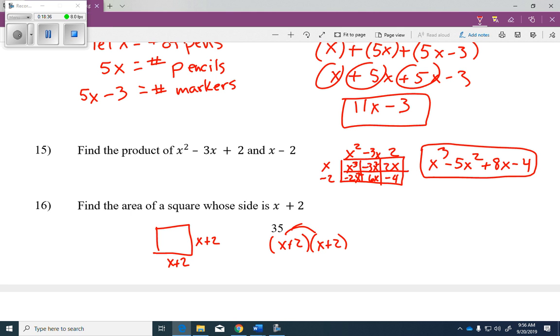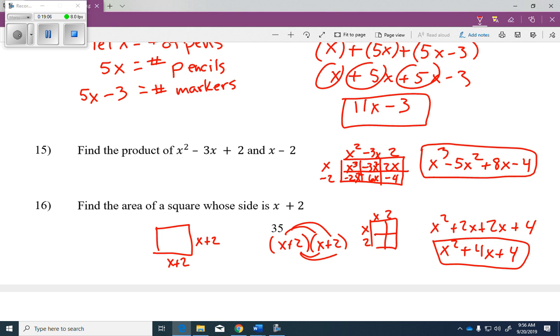You could do the distributive method, or you could do the box method. Either method you use, if I were to fill that in, or if I were to distribute, I would get x squared plus 2x plus 2x plus 4. Try this out if you don't believe me. Combine the like terms: x squared plus 4x plus 4. So the area of this square is really x squared plus 4x plus 4.